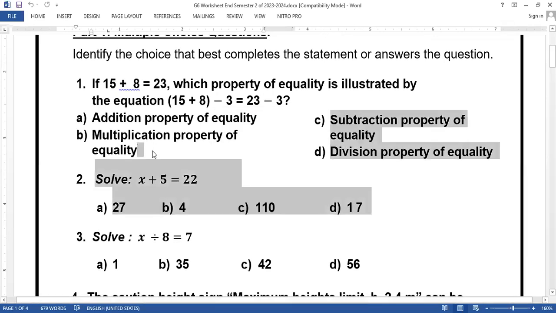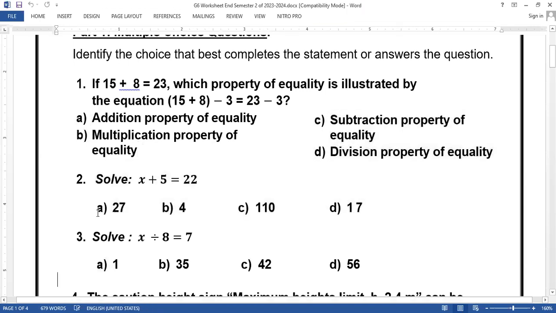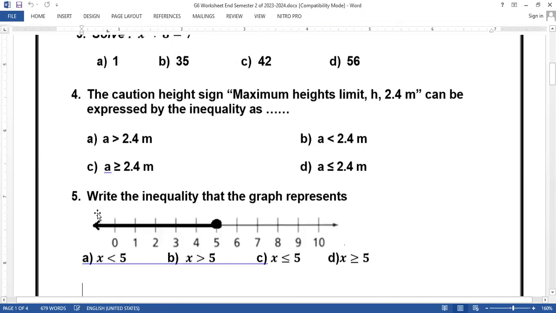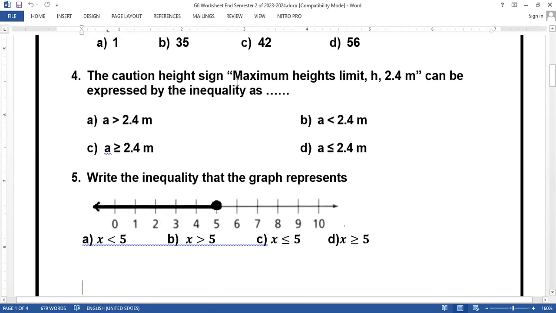Now, next question. Question number 4. The maximum height limit, H, is 2.4 meters. Can be expressed by the inequality as. Look, here we have to know which words mean less than or equal, and which words mean greater than or equal. Maximum. So we can't go more than that. So it should be less than or equal.